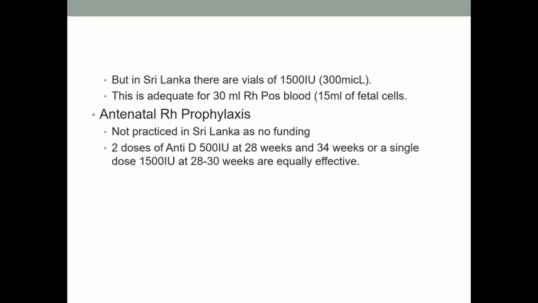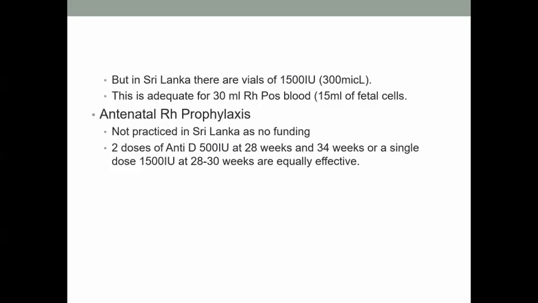But what about small bleeds that can happen during the antenatal period? Especially after 28 weeks, there's a high chance of a small amount of fetal-maternal bleed. Most of the time, this small amount of blood is not enough to sensitize a woman, right? But rarely it can happen. So in countries like England, they give 2 doses of anti-D, 500 units, at 28 weeks and 34 weeks. This is to cover this small amount of bleeding.